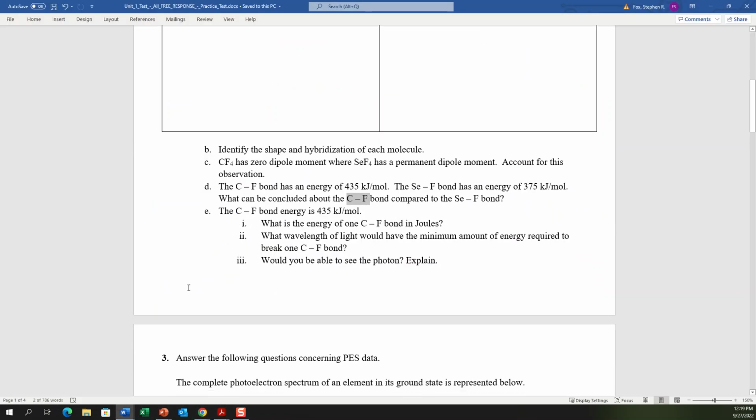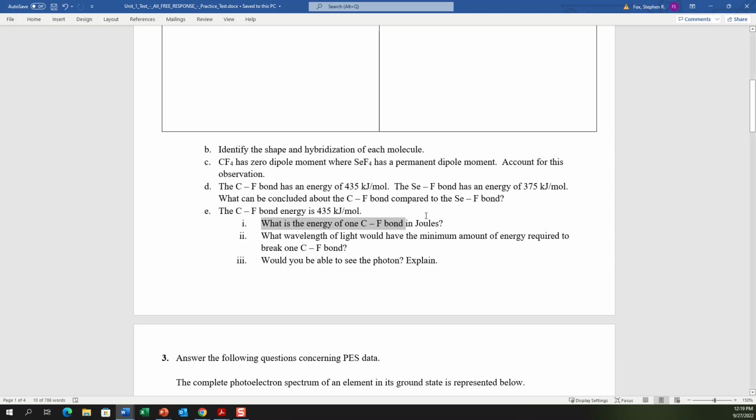All right, so now they tell us the bond energy again. Now understand what this says. This is 435 kilojoules per mole, so it's energy per mole of bonds. We want to calculate the energy of just one bond. So this is the energy for a mole of bonds. This is asking just to break one bond, what would be the energy?